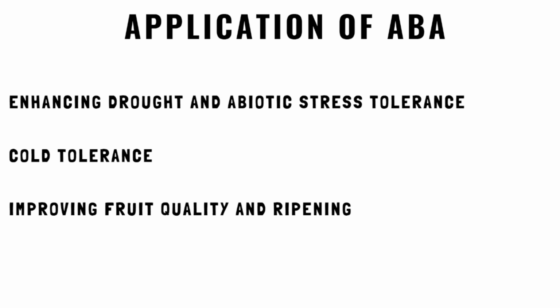Okay, this is the application of ABA. Normally it's enhancing drought and abiotic stress tolerance, so it can make the plant survive in drought conditions and abiotic stress. And also cold tolerance. Even in a very low temperature environment, ABA can still make the plant survive there, improving food quality and ripening.